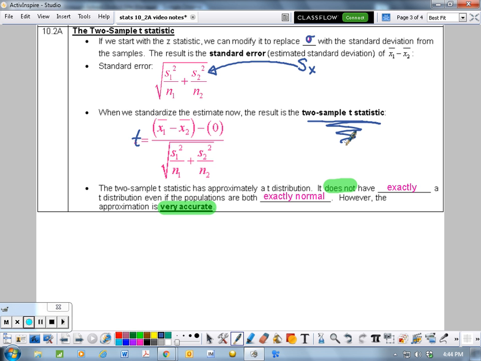The two-sample T statistic has approximately a T distribution. But it's really important to know it does not exactly have a t-distribution, even if both populations are exactly normal. But our approximation is going to be really accurate, and close enough, so we're not really going to worry about it.